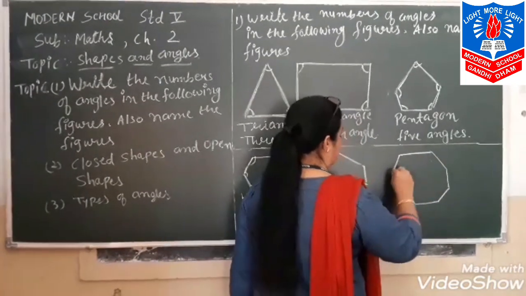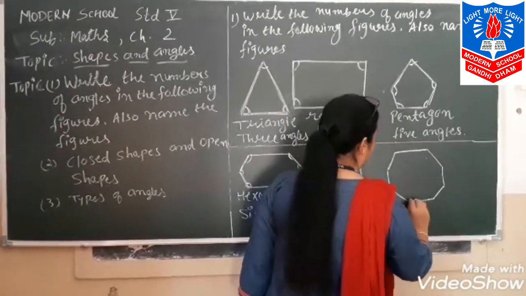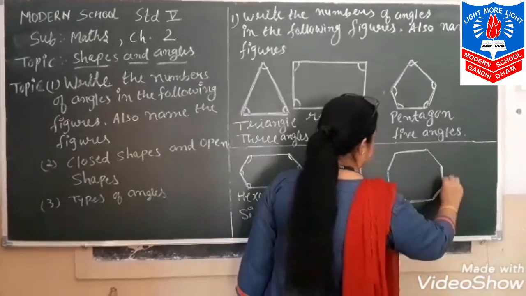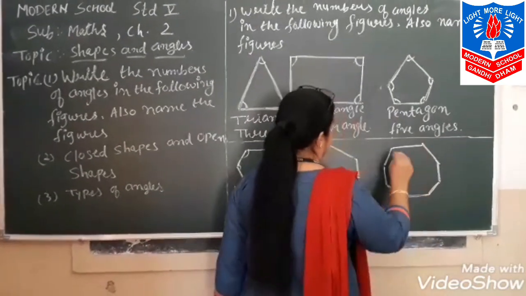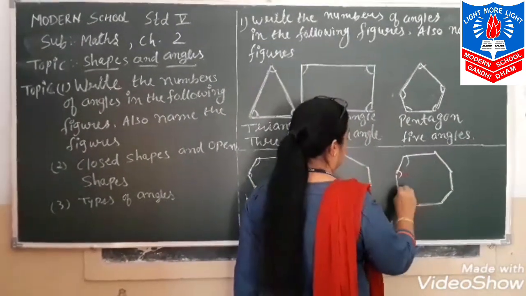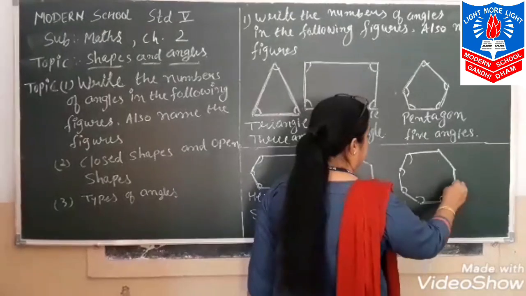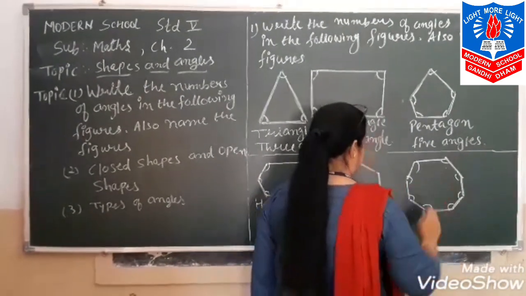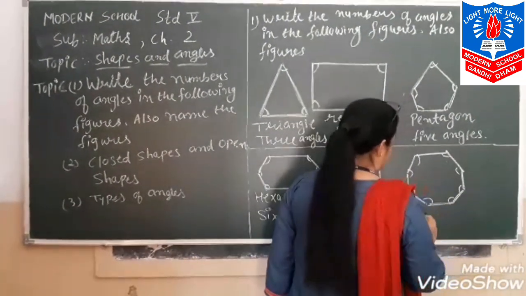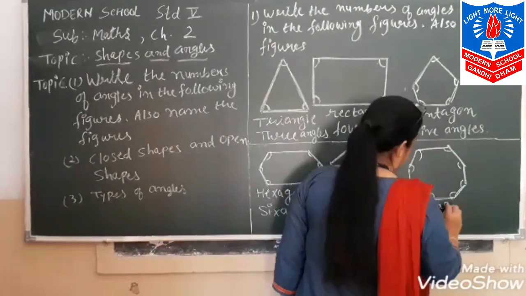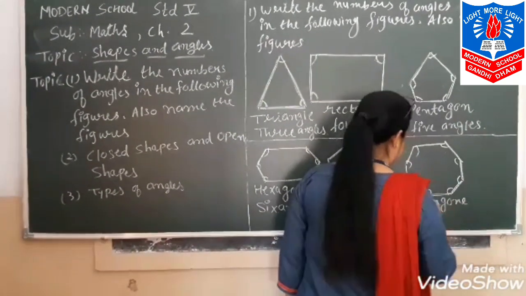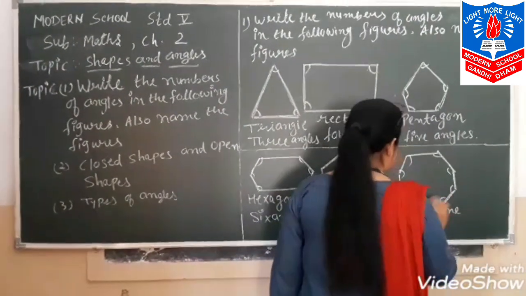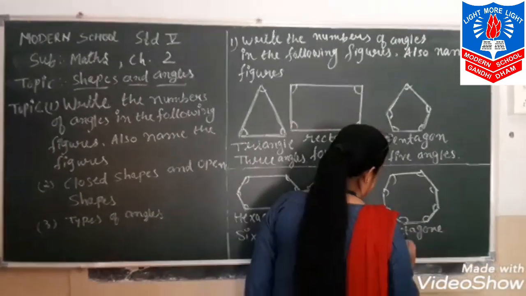1, 2, 3, 4, 5, 6, 7 and 8 sides. And how many angles? 1, 2, 3, 4, 5, 6, 7 and 8. So this is an octagon. And angles are 8 angles.